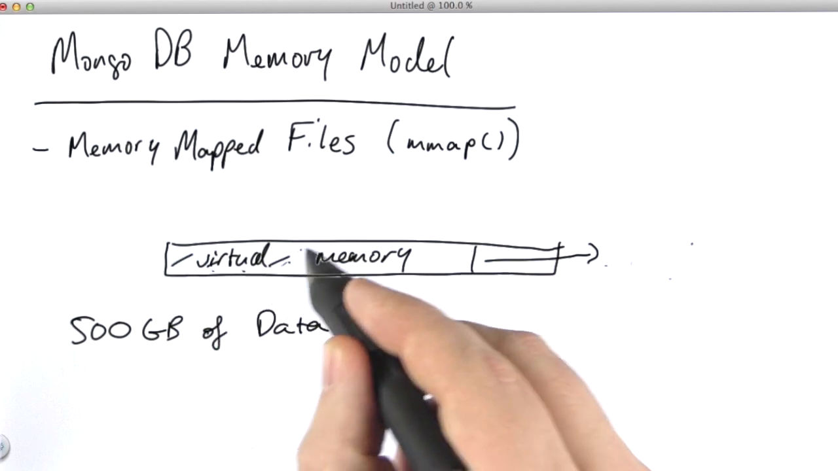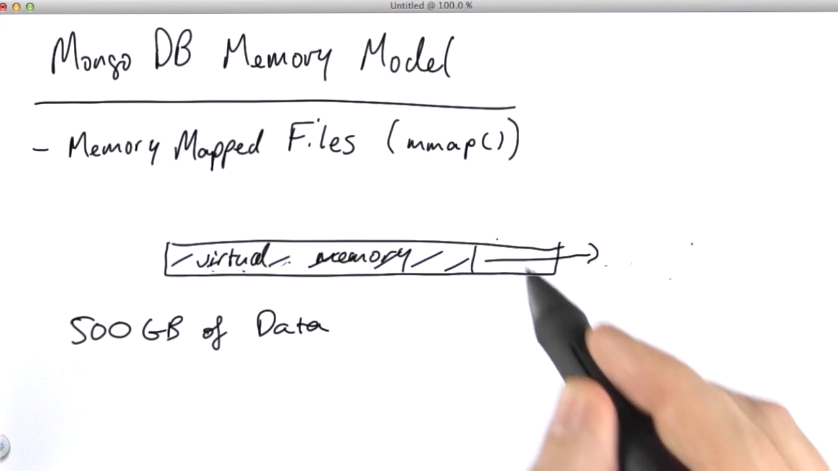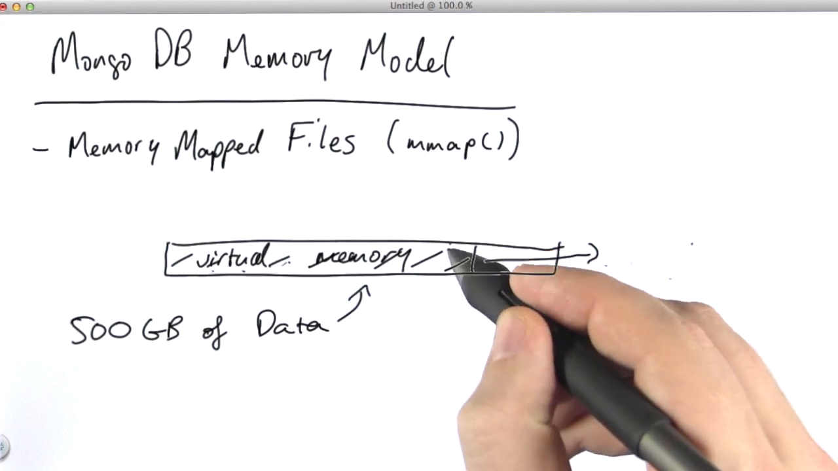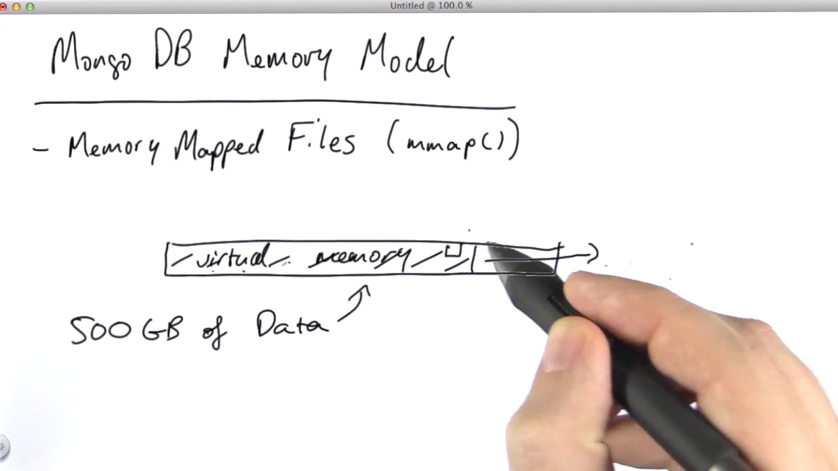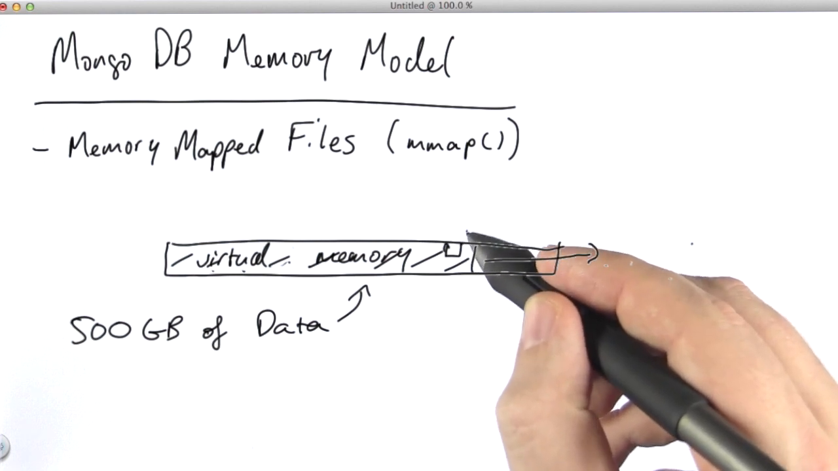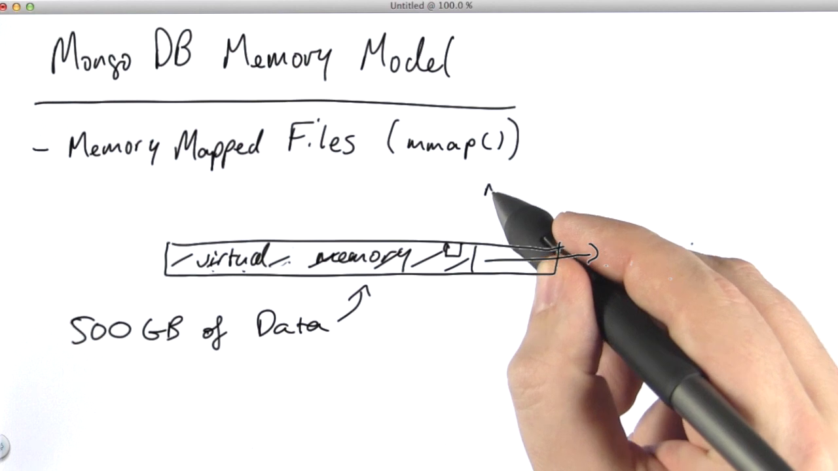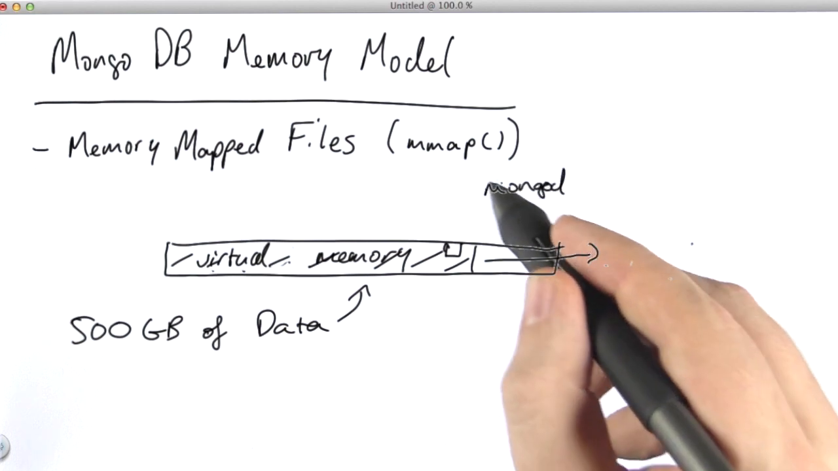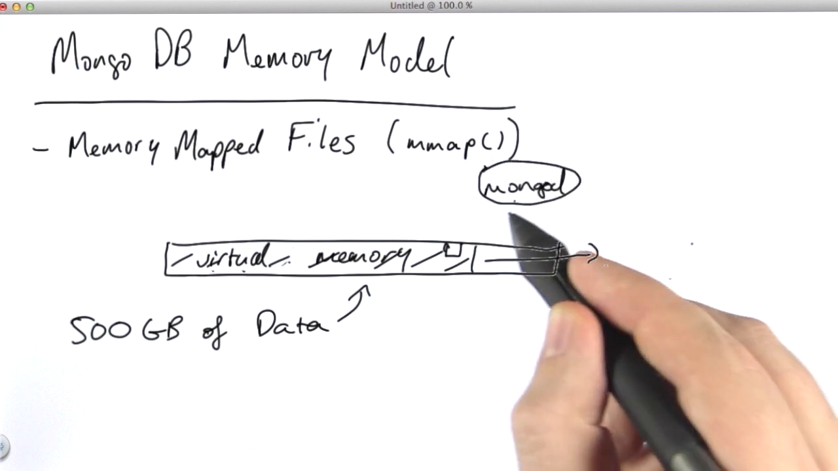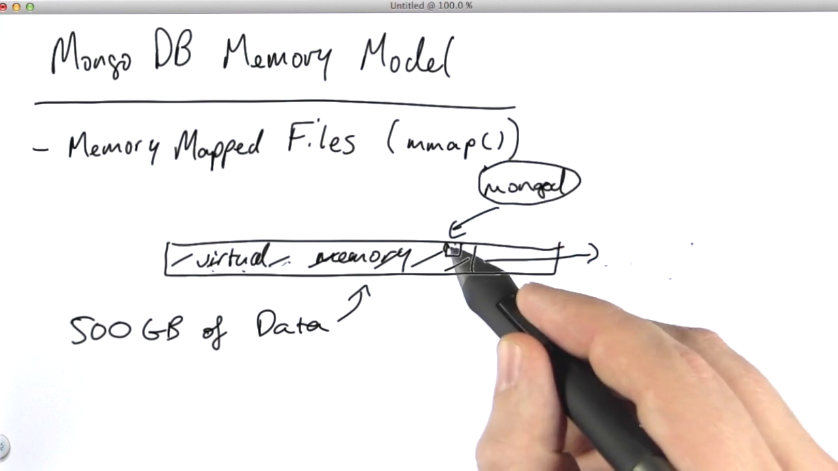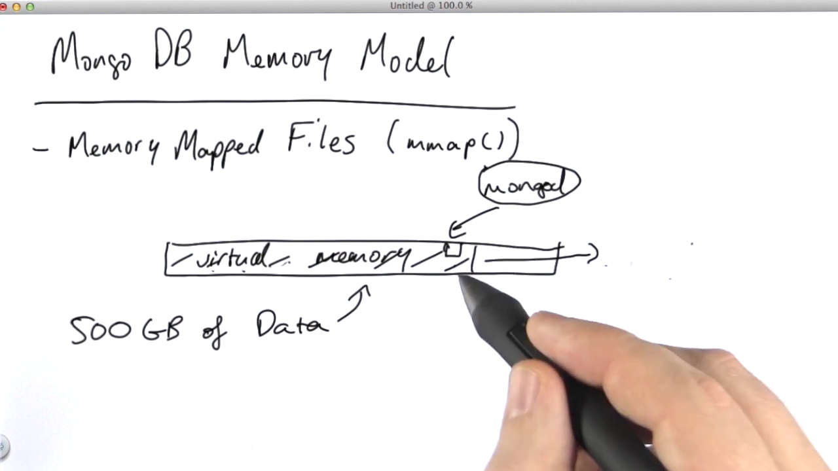And this section here represents the 500 gigs of data that you've then mapped in. These haven't actually been read off disk. They're not actually being loaded into physical memory until MongoDB says I actually need to access this particular document at this particular address. So you've got the MongoDB process out here, and it says I would like to access the data at that address space, please. That piece of data will then actually be loaded off disk.